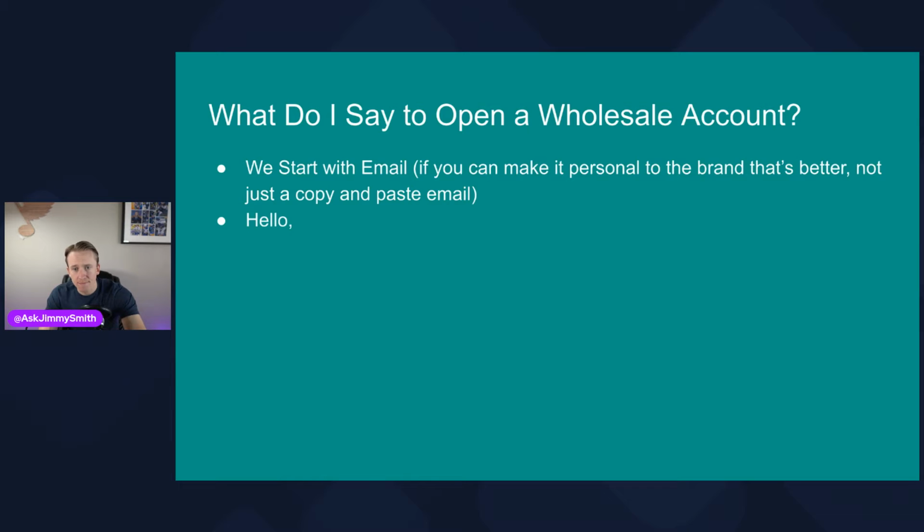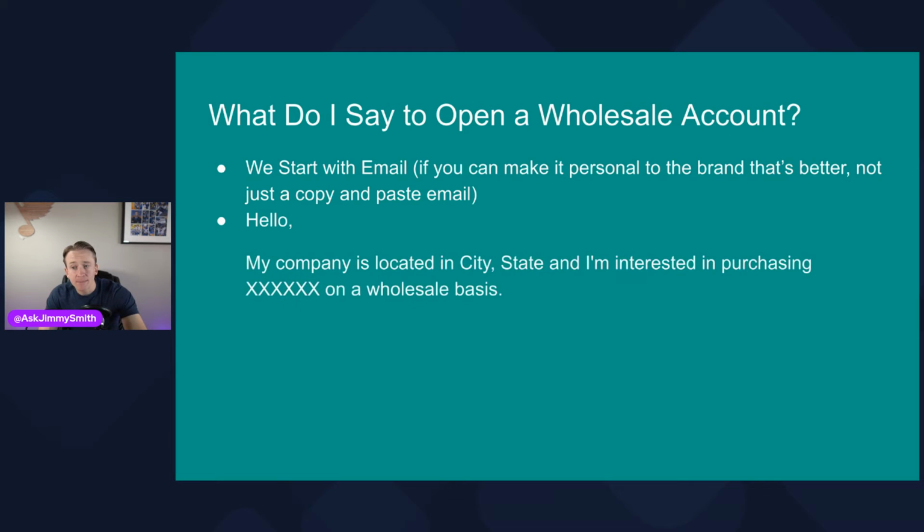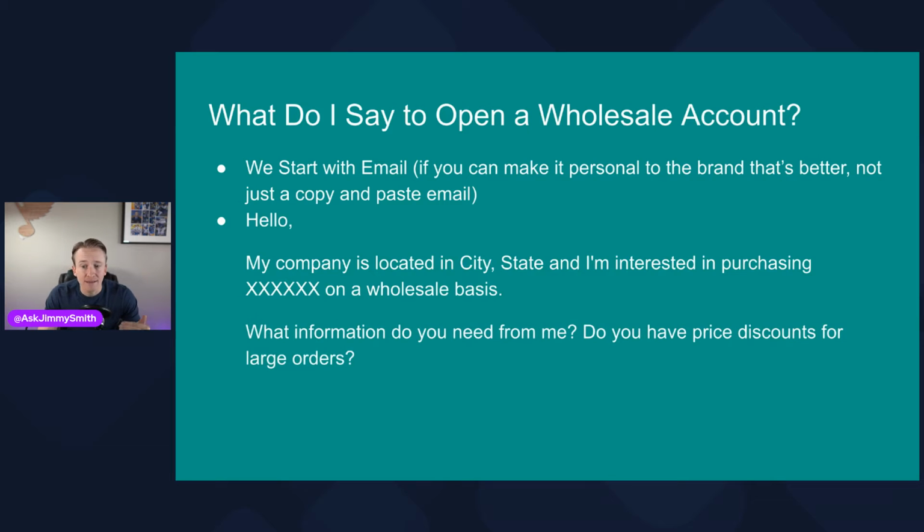So here's what we say. Obviously, hello. My company is located in this city or state. I'm interested in purchasing whatever it is on a wholesale basis. You can mention a particular product. I don't recommend copying and pasting an ASIN from Amazon, but you can mention the type of product that you're looking to buy on a wholesale basis. You can add in there, what information do you need from me? Or do you have price discounts for large orders? And then obviously, thank you, first and last name.